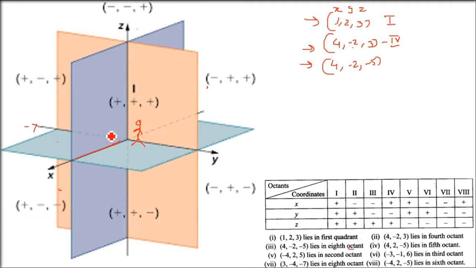So you have x positive, y negative, z negative. This is the point which I am pointing. This is that quadrant. So you have the 8th quadrant. Okay, 8th quadrant. Your quadrants are 1, 2, 3, 4, then the 5th quadrant will start just below you.